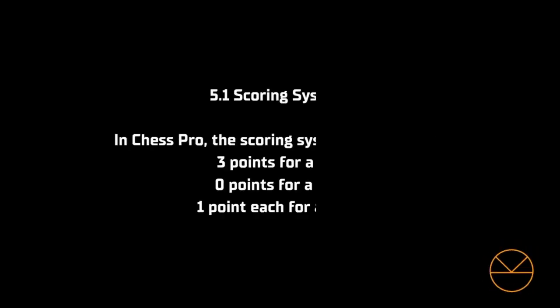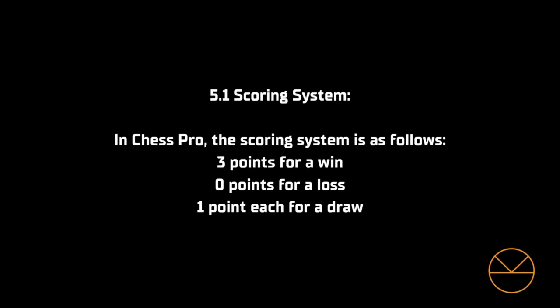Scoring and game result. 5.1 Scoring system. In Chess Pro, the scoring system is as follows. 3 points for a win. 0 points for a loss. 1 point each for a draw.